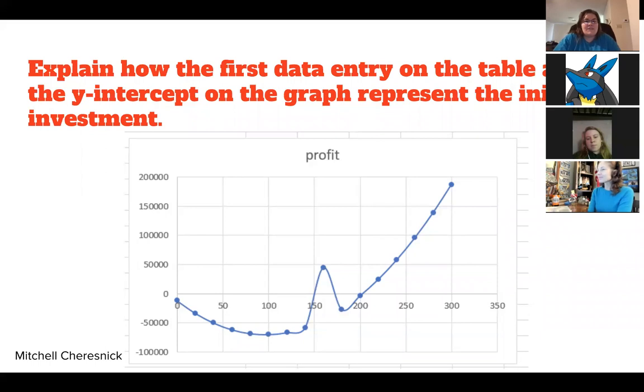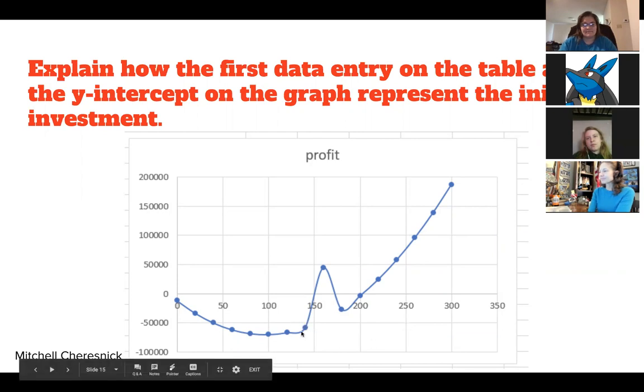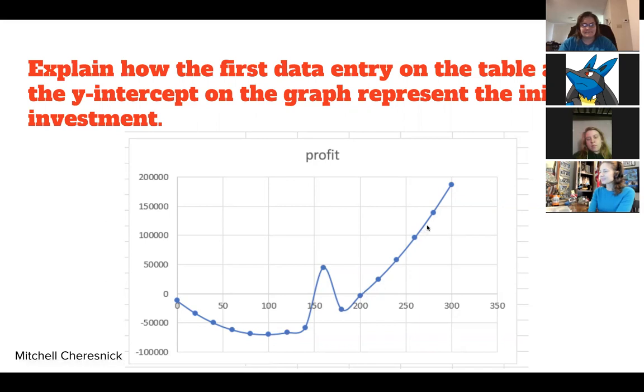So, Mitchell, can you explain how the first data entry on the table and the y-intercept on the graph represent the initial investment? The initial entry is the startup cost of $12,000. The bottom dollar is the lowest point on the chart when profit is equal to the cost, you break even. He has to sell at least 260 to make 90K. Business usually starts slow and takes time to grow.